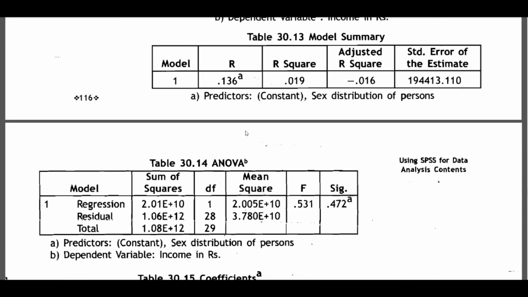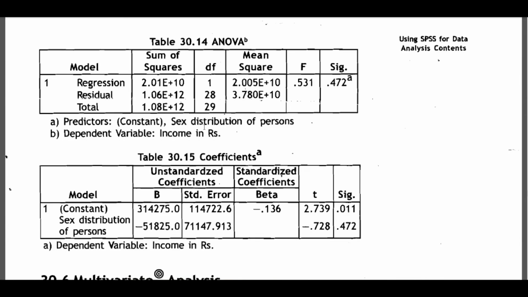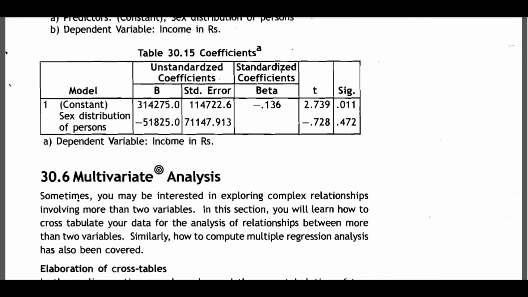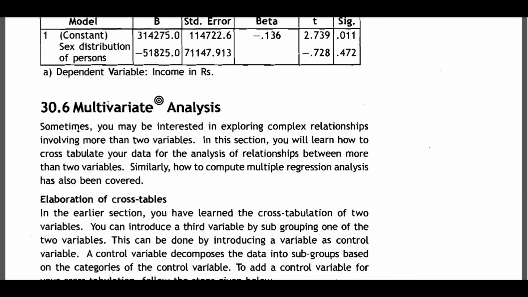So this is the model summary and the ANOVA table, coefficients, like that we can calculate. This is the report which comes out of it. So now we will go to multivariate analysis, 30.6 multivariate analysis.